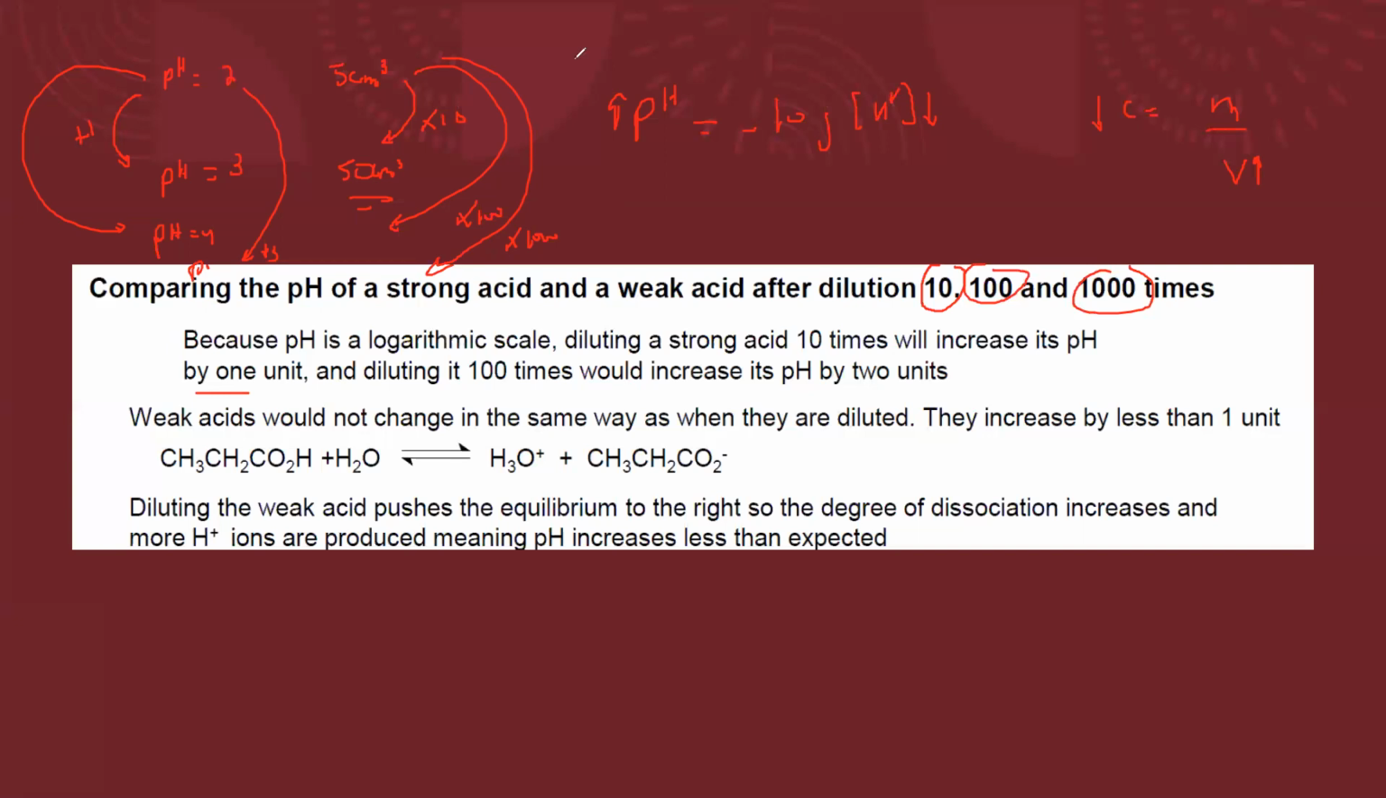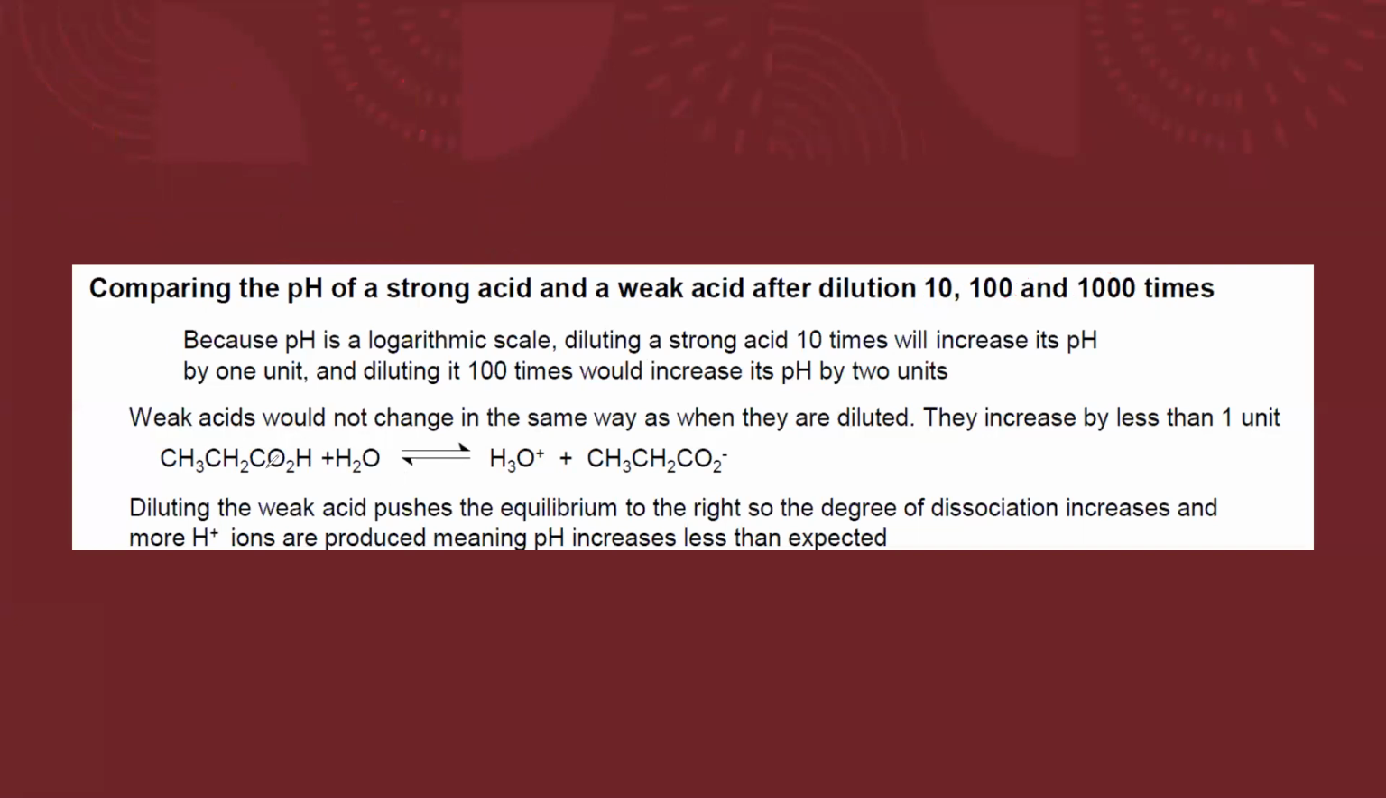So you can see here, a weak acid, say propanoic acid, dissolved in water gives hydroxonium ion and propanoate ion. Now diluting means we are adding water. So diluting the weak acid pushes the equilibrium towards the right. Why? Because we are adding water, a reactant, so the equilibrium shifts towards the right, and the degree of dissociation increased. So hydrogen ions are produced, which means the pH increases at a less than expected rate.